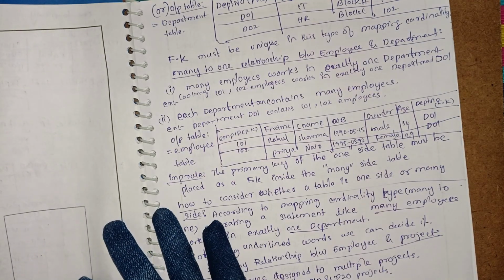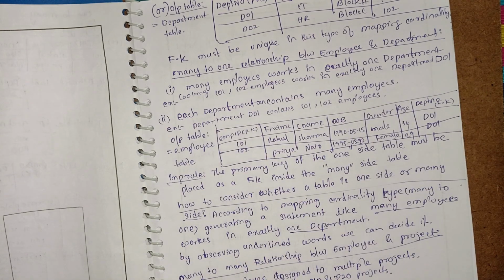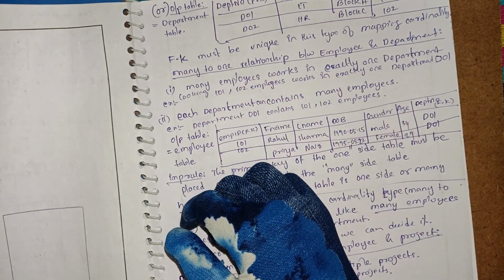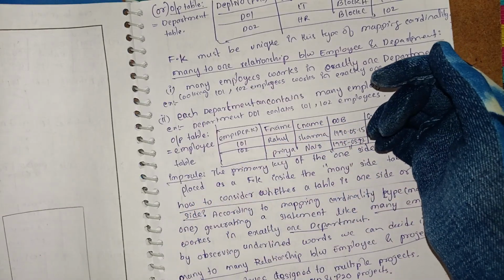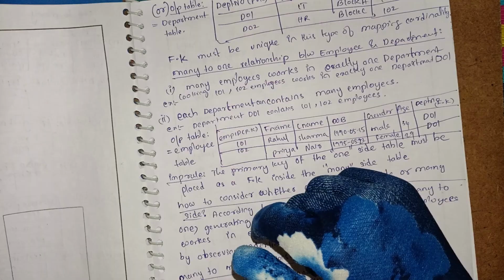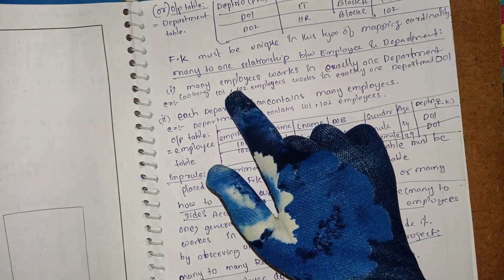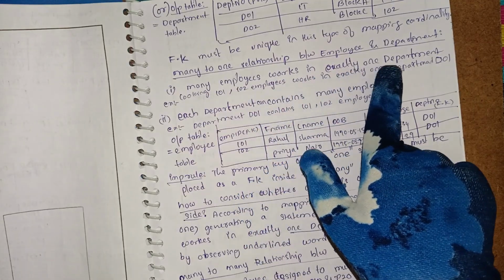The many to one relationship definition in the relational database is: each row in the first table relates to exactly one row in the second table, and each row in the second table relates to multiple rows in the first table. So the first statement is: many employees work in exactly one department.